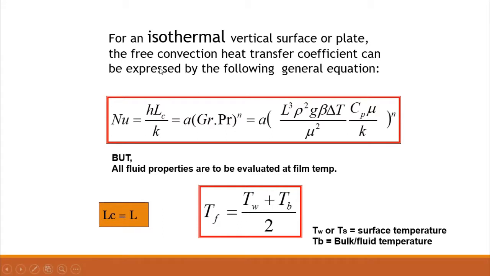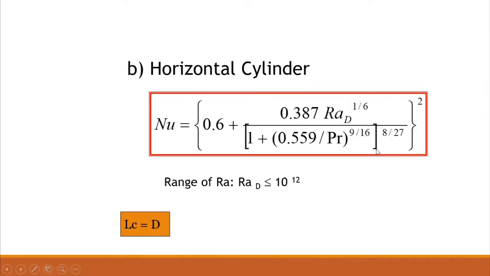Okay, for the isothermal vertical surface of plate, the free convection heat transfer coefficient can be expressed by the following general equation. We can use the earlier or this one. Next one is for the horizontal. We can use this.